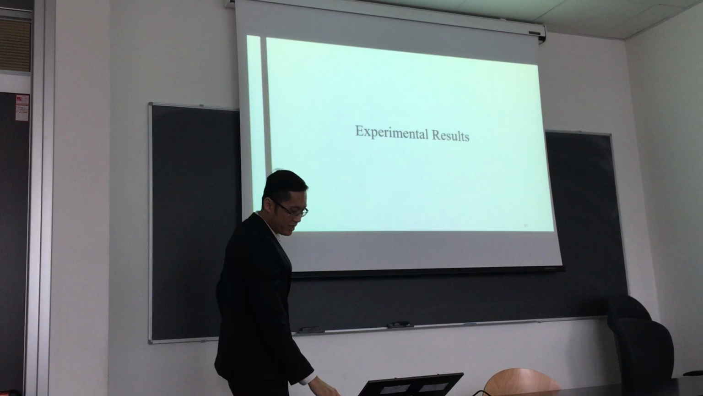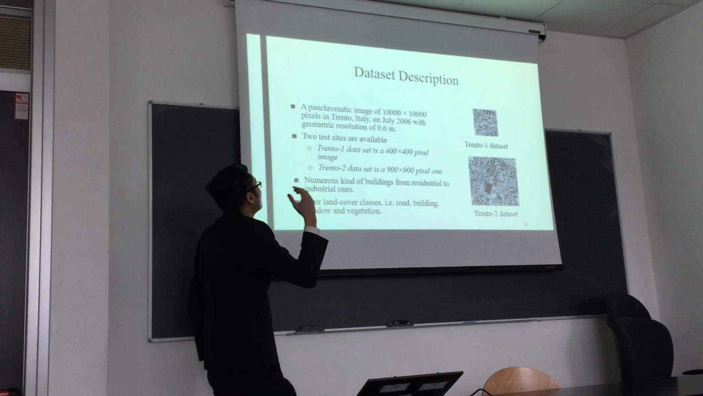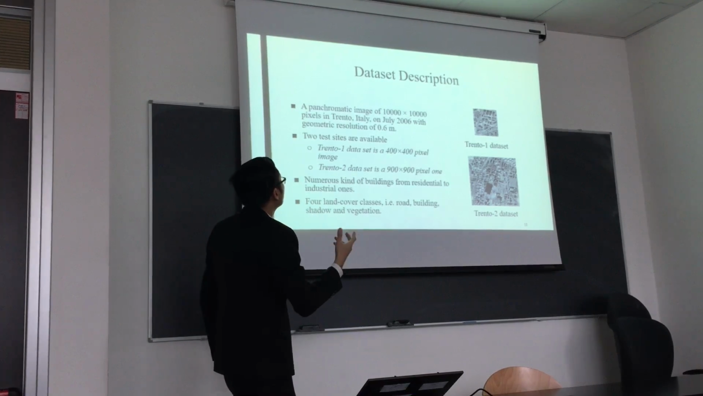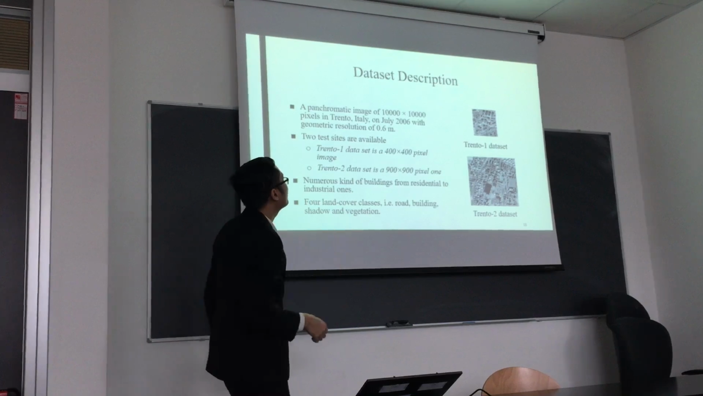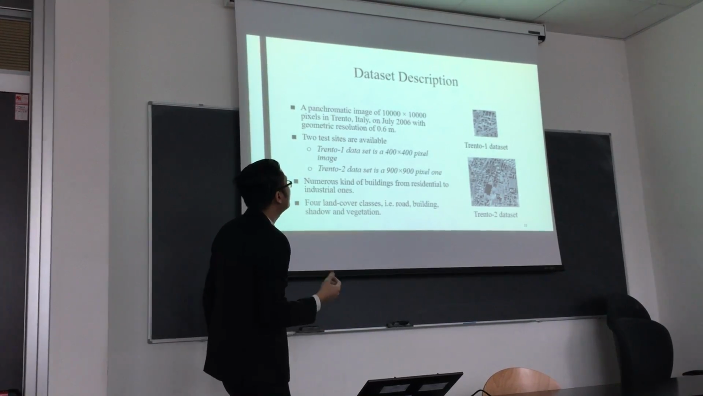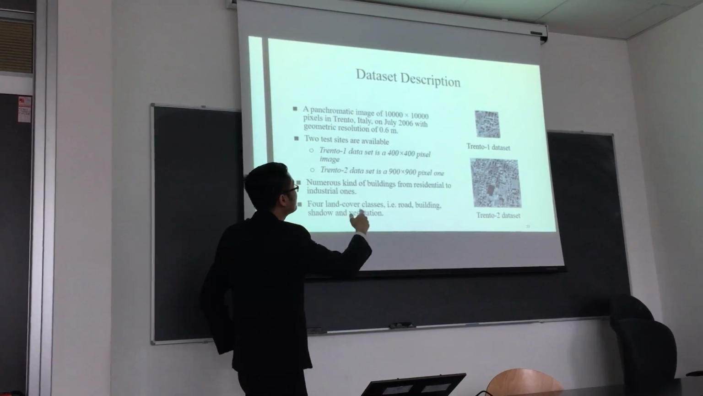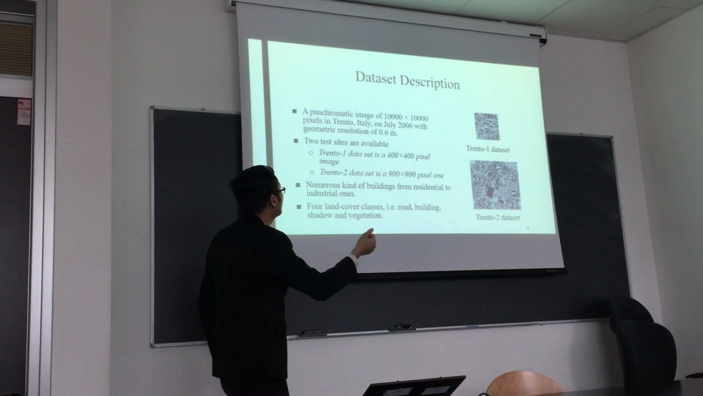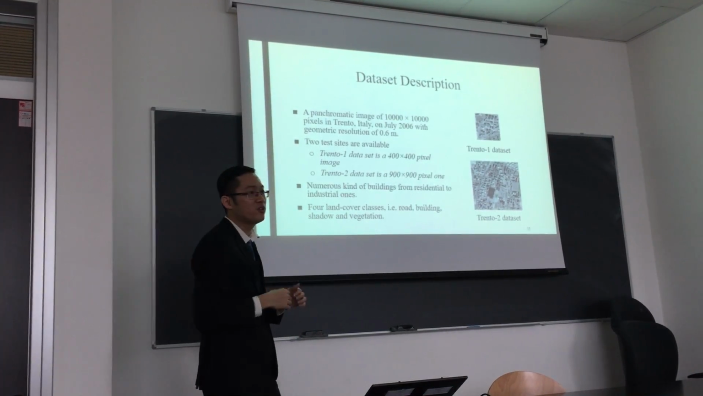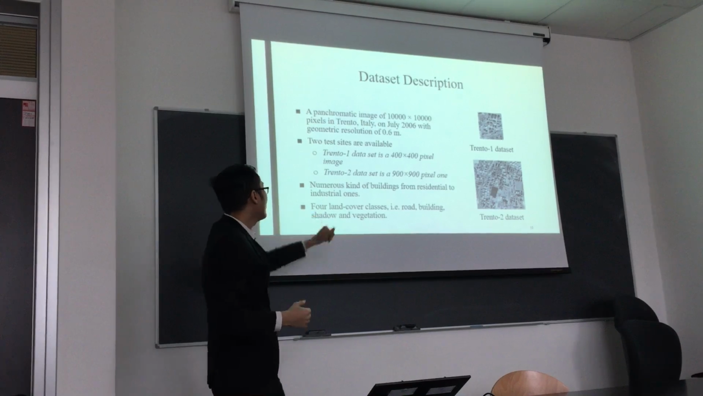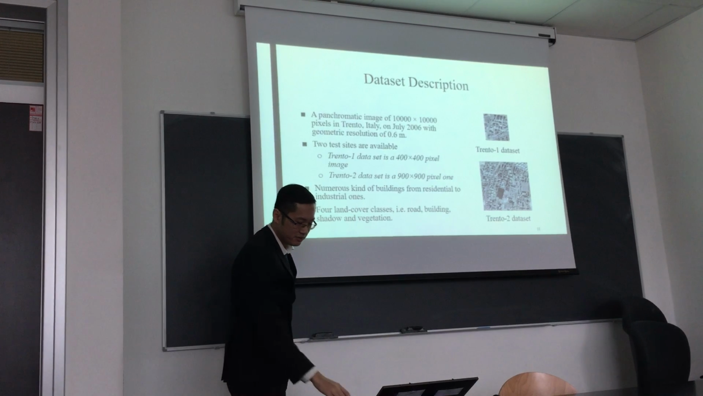Then moving to the experiment results. For the experiment, I used the panchromatic image of Trento from July 2006 with a resolution of 0.6 meters. Two test sites are available: the Trento 1 dataset and the Trento 2 dataset. Numerous buildings, from residential to industrial ones, are considered, and the land cover classes are road, building, shadow, and vegetation.